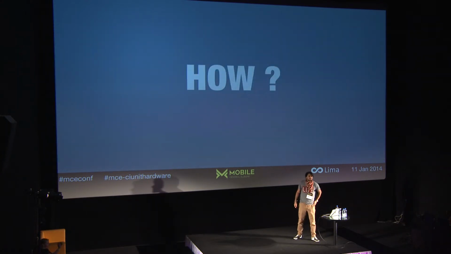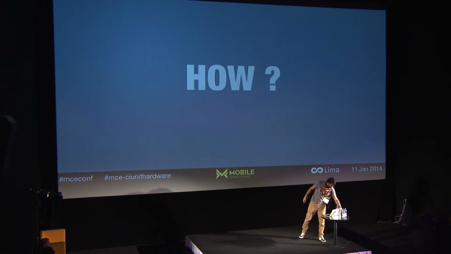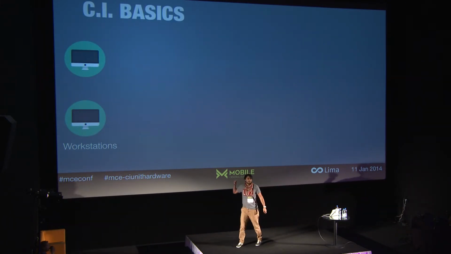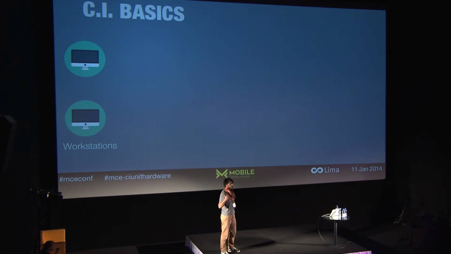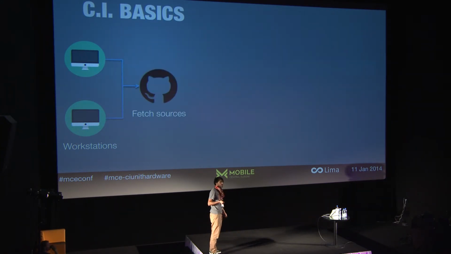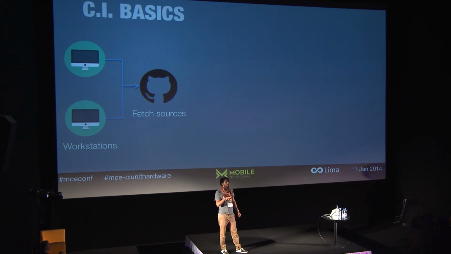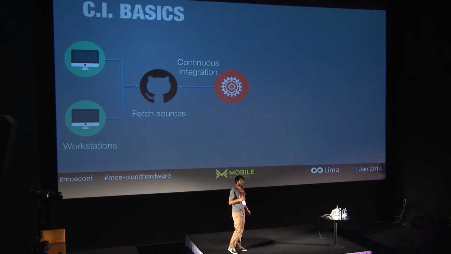So let's see, how does it work? You've got your workstation where you develop your code. You've got several developers, everyone pushing the code to the same repository. Can be GitHub, Subversion, whatever, we don't care so much. And your continuous integration solution will fetch the source code and build it.